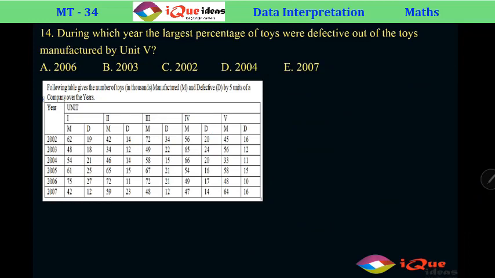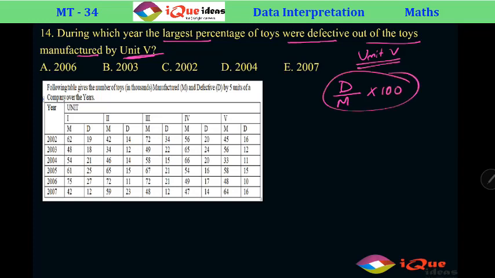Now the next one is a very interesting question. It says: during which year was the largest percentage of toys defective out of the toys manufactured by unit 5? So we talk only for unit 5. And what do we have to do? For every year we have to calculate defective upon manufactured into 100. The defect percentage is equal to defective upon manufactured into 100.